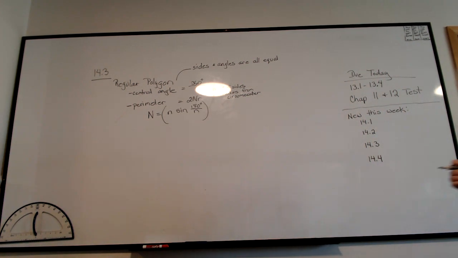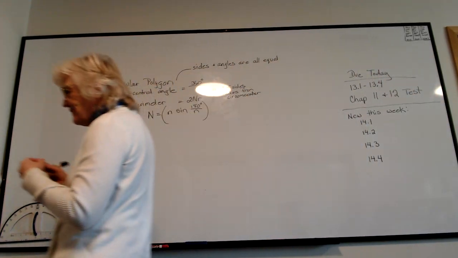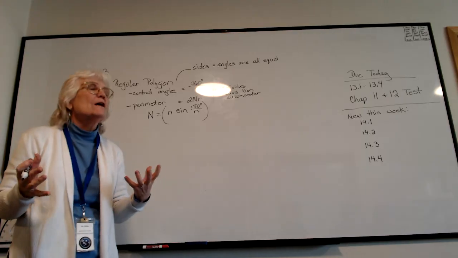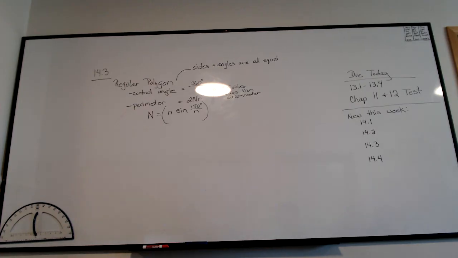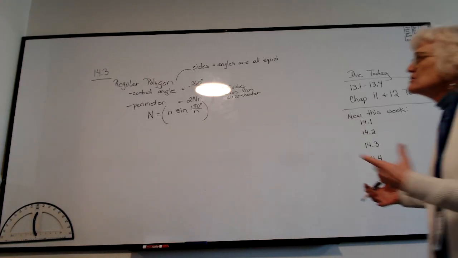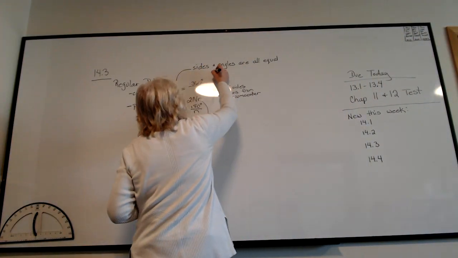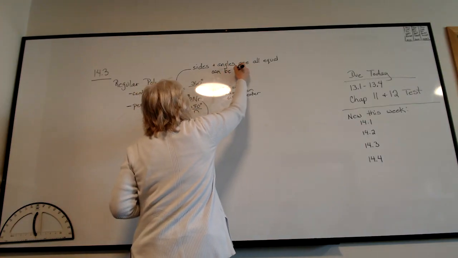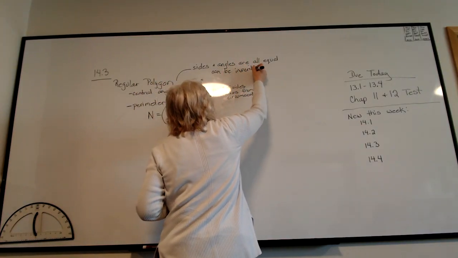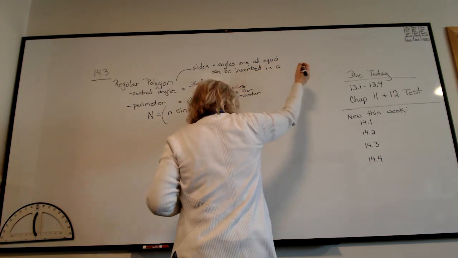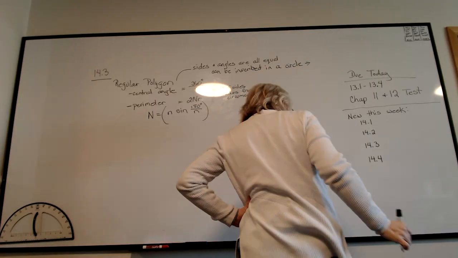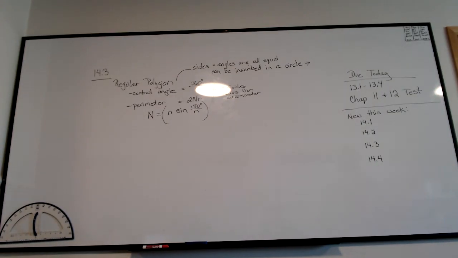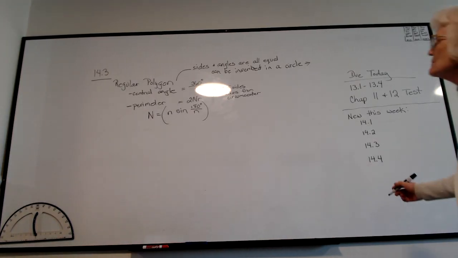So, what else did we find out that's true about every regular polygon? We can put a circle around it so it's inscribed in the circle. So regular polygons can be inscribed in a circle. There is a point, basically in the center of the polygon, that's called the circumcenter.